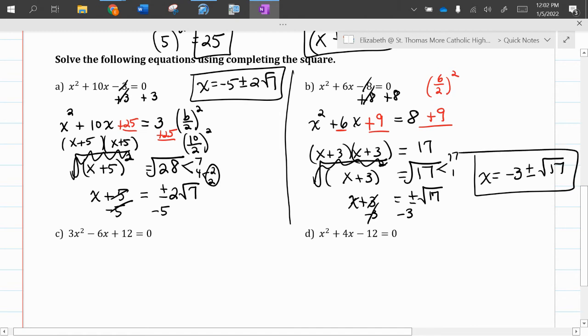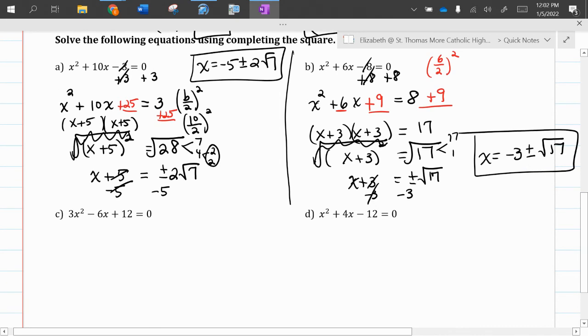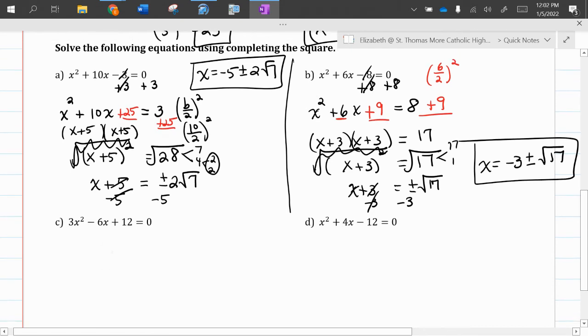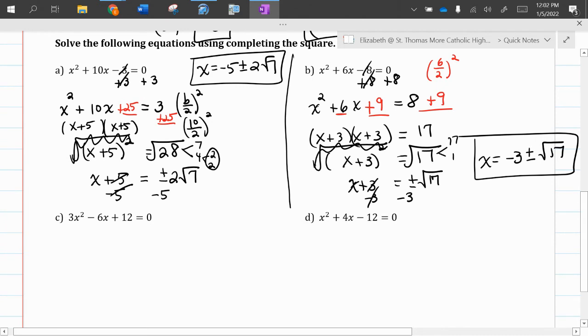Okay, so I just did 2 exactly the same way. Let's try the next one. We've got a couple more to do. Okay, so the thing about letter C, the problem with letter C is it doesn't say x squared, it says 3x squared. So we have to get rid of that 3 in order to complete the square.